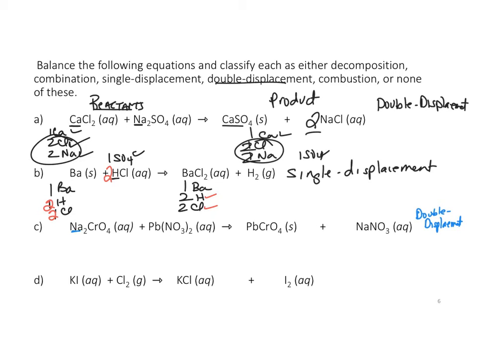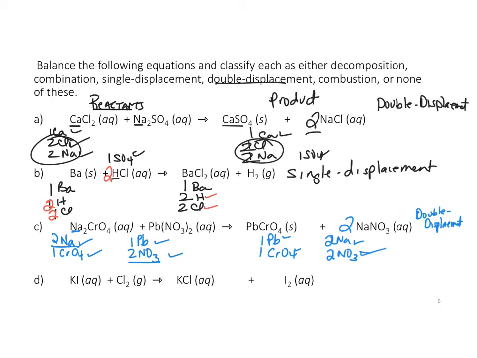And then if we want to balance this, we have 2 sodium, 1 chromate, 1 lead, 2 nitrates. And over here we have 1 lead, 1 chromate, 1 sodium, 1 nitrate. And so here we have 2 sodiums, so if we put a 2 here, now we have 2 sodium and 2 nitrate. So sodium's okay, lead's okay, 1 chromate, 2 nitrates, 2 nitrates. So it's balanced. The last one here is an element and a compound.